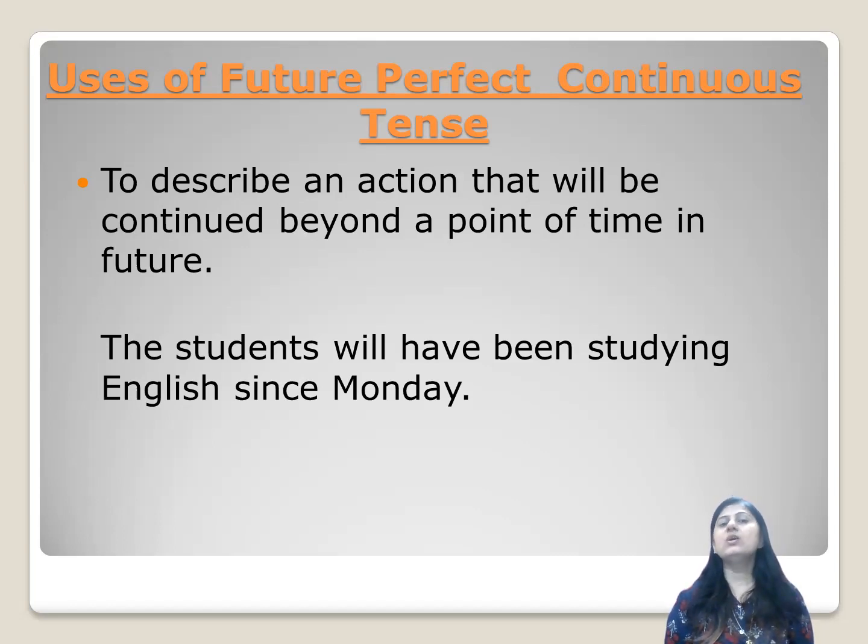The students will have been studying English since Monday. Monday will come in the future. It hasn't come, so this is a future time, and this work will be continued beyond that time. Students will have been studying English since Monday. So these were the uses of future perfect continuous tense. I hope it's clear to you.